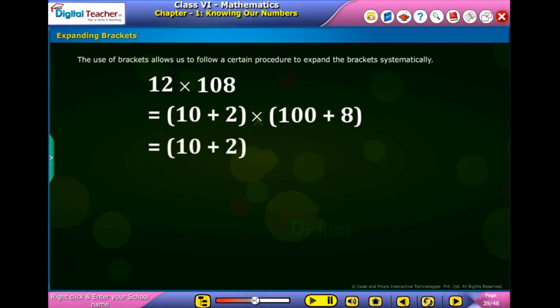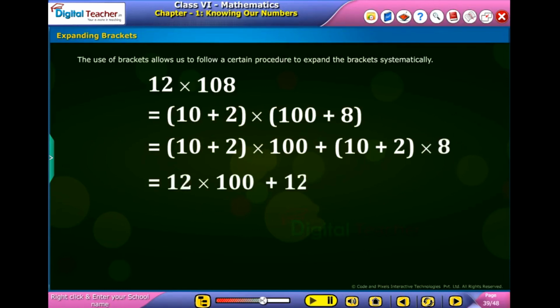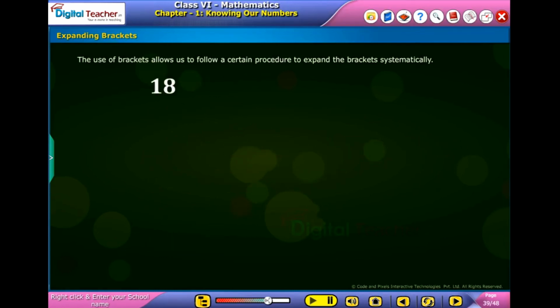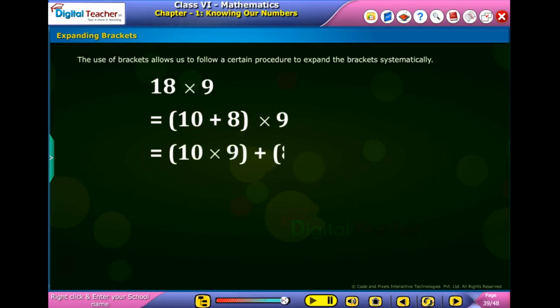Now, using distributive law, let us remove the bracket for the second pair of numbers as shown. By further solving, we get as shown. Similarly, to multiply 18 and 9, we do as follows. Now write number 18 as 10 plus 8 within the braces and multiply it with 9. To remove braces for 10 plus 8, let us multiply each term with 9 using distributive law. By further solving, we get as shown on screen.